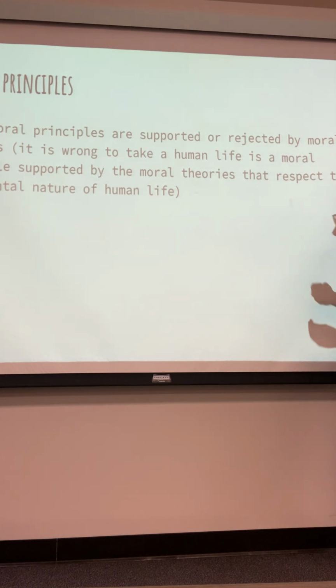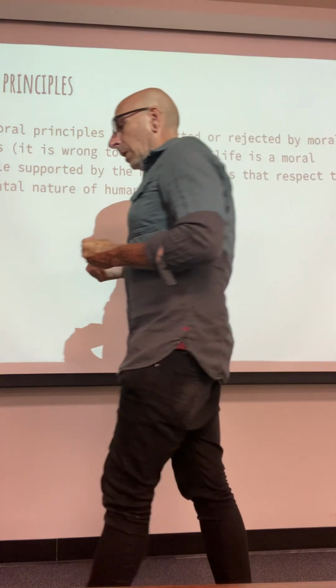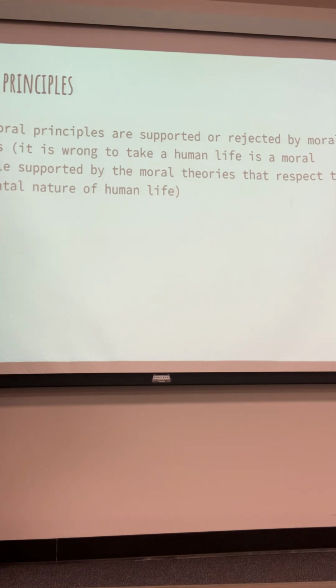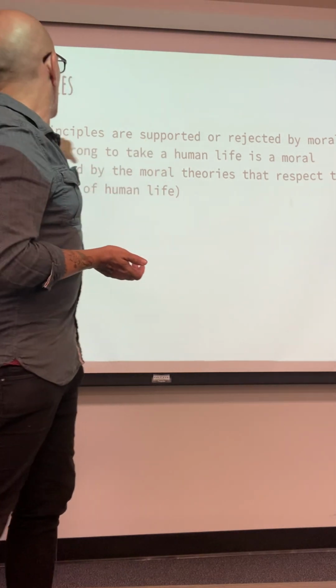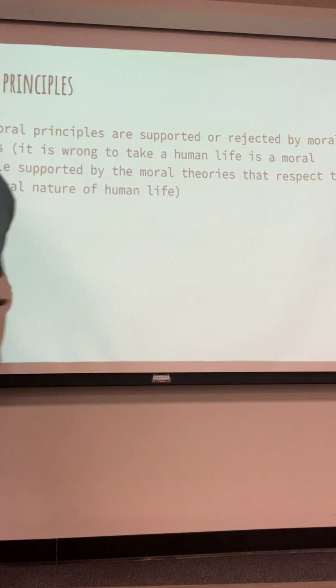So if we have an ethical theory which suggests that human life is intrinsically valuable, therefore we can take the premise it is wrong to take a human life as a moral principle derived from that moral theory. And that fundamental aspect of that moral theory, which is the nature of human life, is sacred or intrinsically valuable.